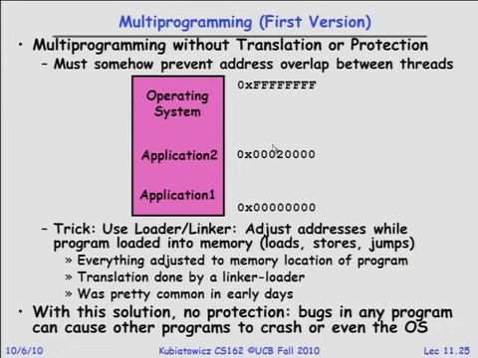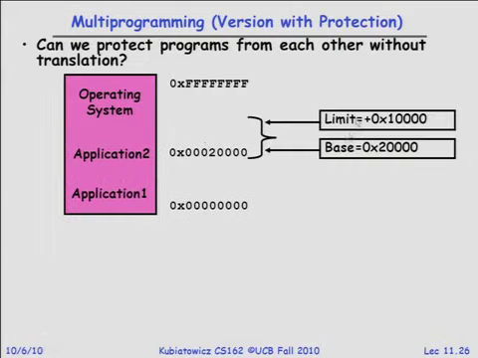So what we do is we basically have a base for the application. These are two registers, base and limit. Application 2 has a base register, which is 0x20000, and a limit register, which is 0x10000. The idea here is that application 2 is allowed to use any addresses from 0x20000 up to 0x30000, and as long as it stays in there, it's OK. But if it tries to access addresses outside, then it faults. That's actually pretty simple hardware, two registers.